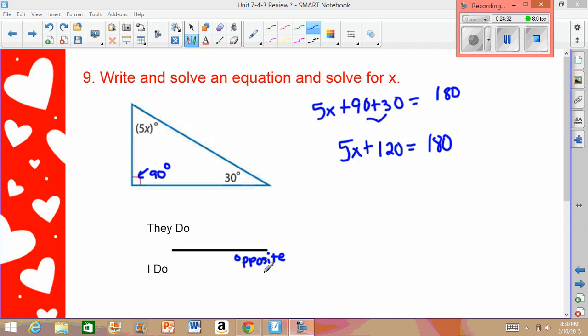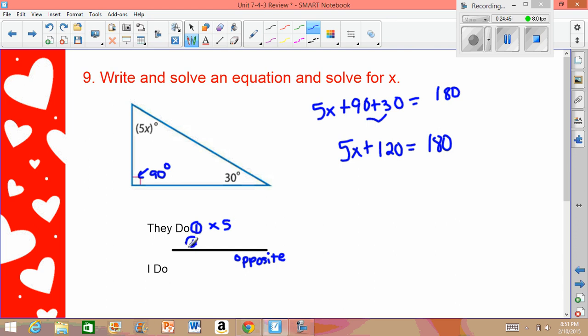All right, so we're going to use they do, I do using our mirror. So the first thing that they do to x is they multiply it by 5. So they take x, multiply it by 5. After they multiply x by 5, they add 120. So remember, what we're going to do is do the opposite of these two steps in reverse order.